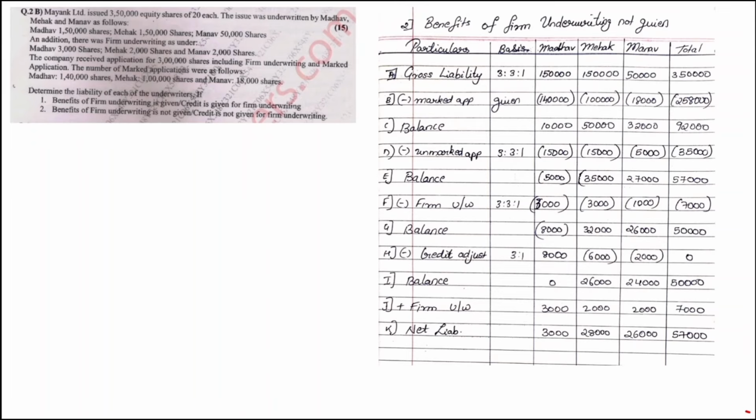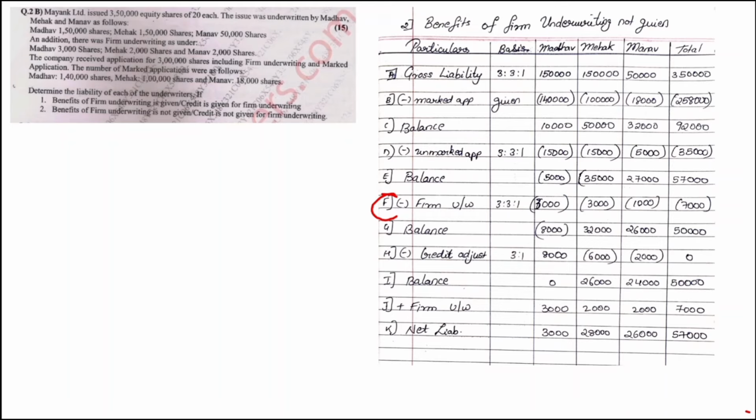Now let us check when the benefit of firm underwriting is not given. The only difference, as I told you, is in step number F. So steps A to E all remain the same. 1,50,000, 1,50,000, 50,000, that is 3,50,000. Less marked applications 1,40,000, 1,00,000, 18,000. You subtract it and get the balance. You minus the unmarked and get the balance. Till here it is exactly the same as the previous slide.